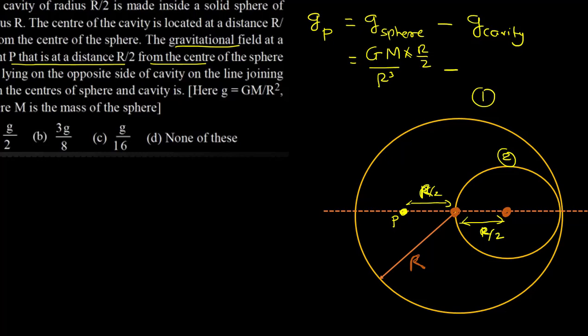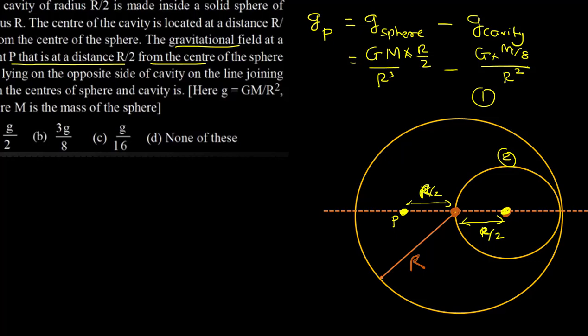So we will use the formula Gm by R square. So G into, now for mass I have to take the mass of this cavity, which will be equal to M by 8. And a little later I'll explain to you how we got M by 8, divided by R square. What is the distance of point P from the center of the cavity? That is R by 2 plus R by 2. So that will be R, and therefore R square.